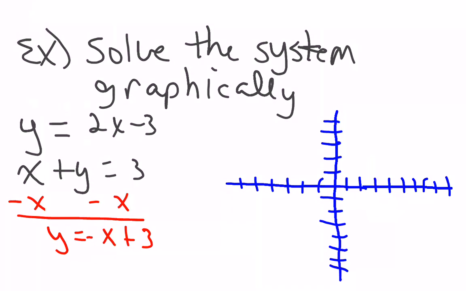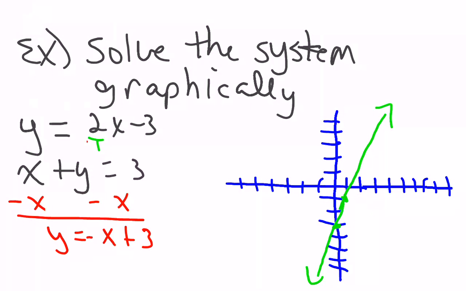So the top one, 2x minus 3, means we start at negative 3 on there. And then the slope is 2 over 1, so we're going to go up 2 over 1. And in that case, then we're going to play connect the dots. And again, this is why I said they need to be very straight. I can't really demonstrate that in this program.